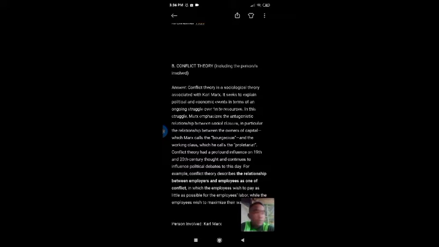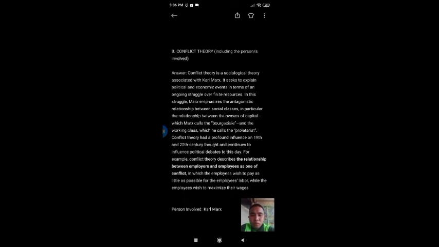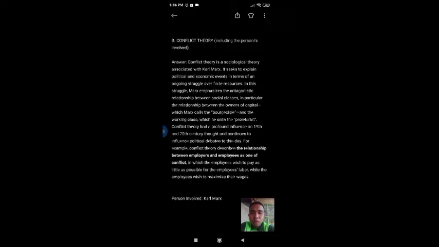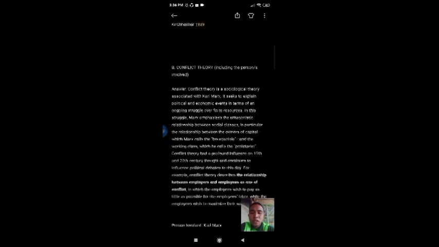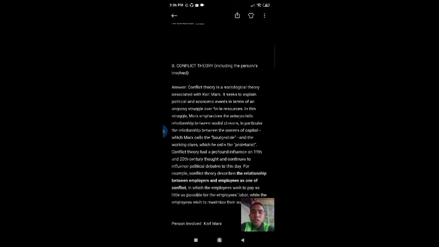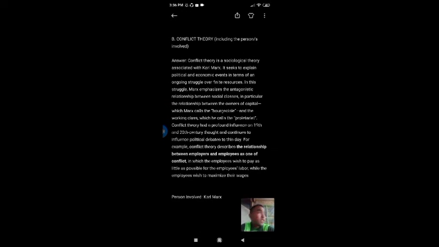Conflict theory had a profound influence on 19th and 20th century thought and continues to influence political debates of this day. For example, conflict theory describes the relationship between employers and employees as one of conflict, in which the employers wish to pay as little as possible for employees' labor, while the employees wish to maximize their wages. So the person involved with this is Karl Marx. So let's go for letter C.